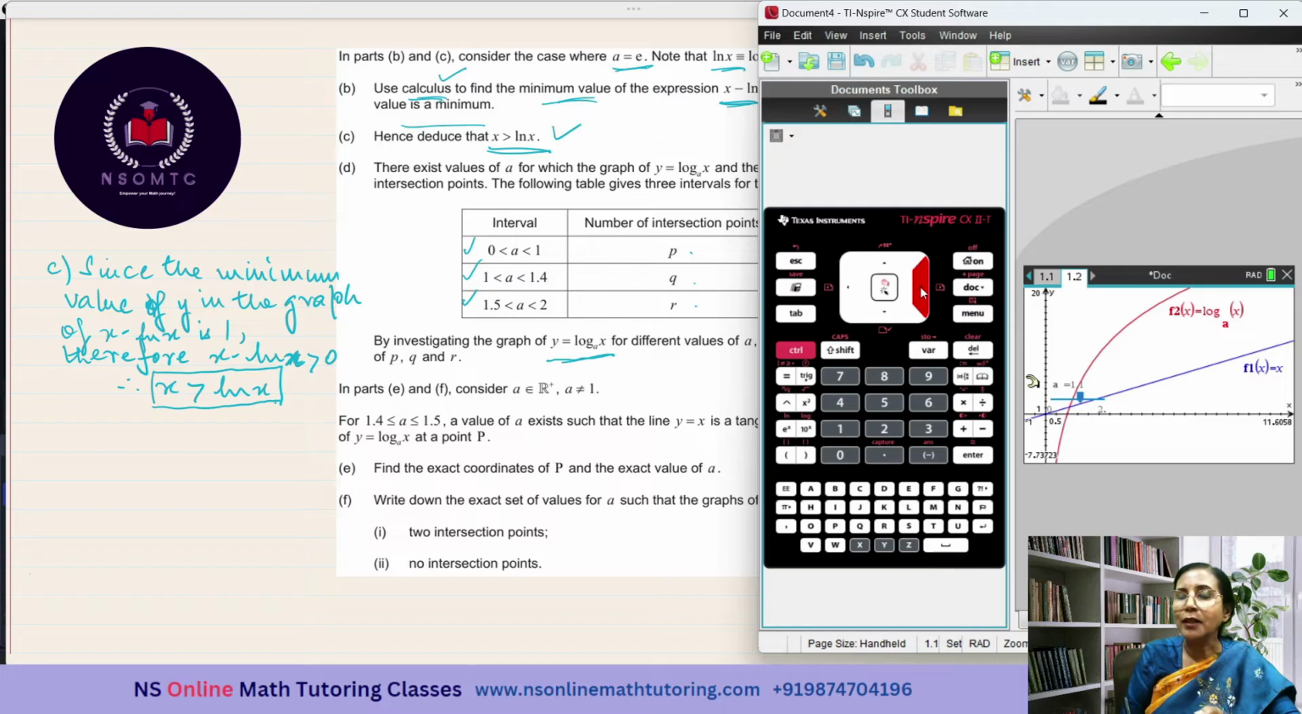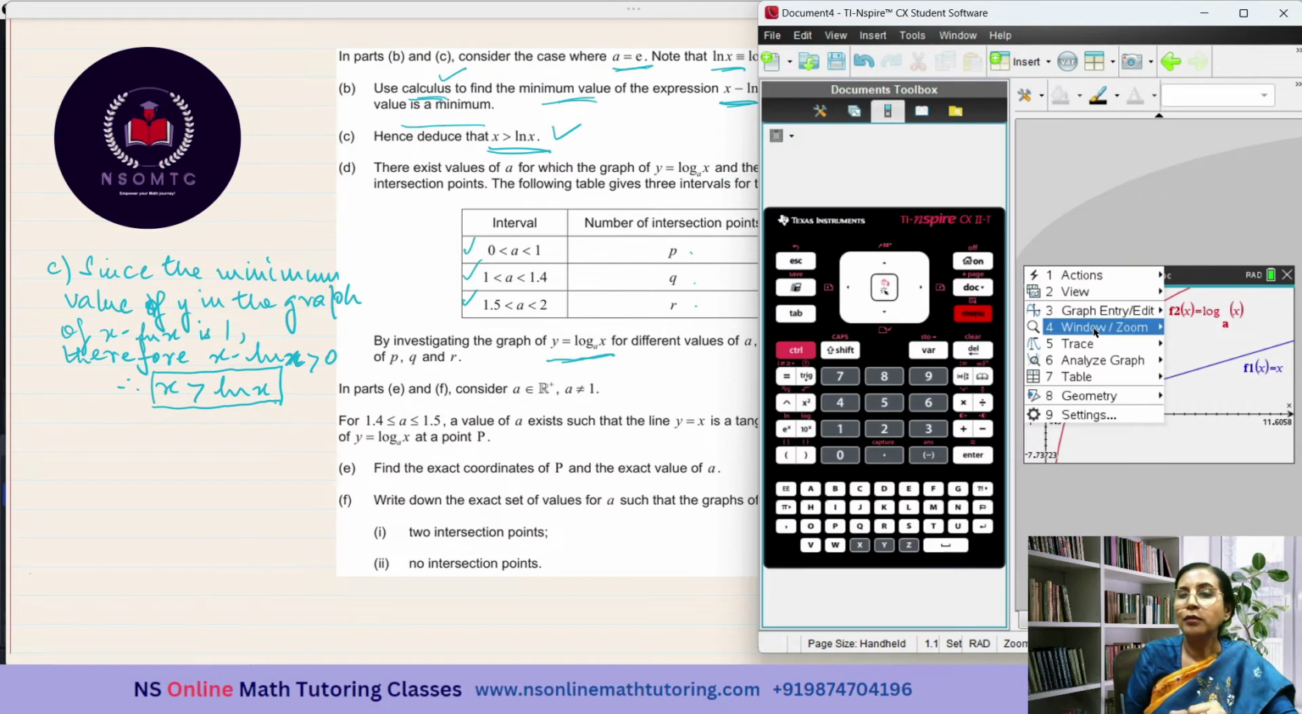I'm just increasing. So we have seen that between 0 and 1, there is one point of intersection. Okay. And from more than 1 to 1.4, I'm still seeing there is one point of intersection, but I'm not sure. But let me just change the window settings once more. Let me just take the x value.